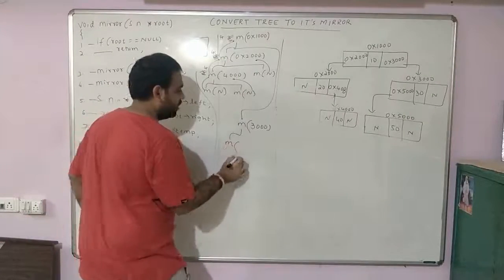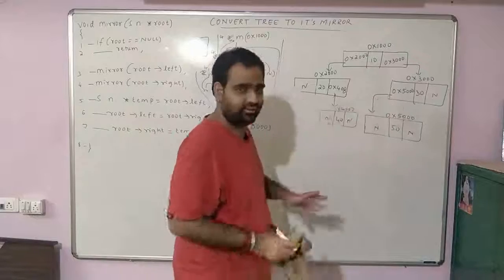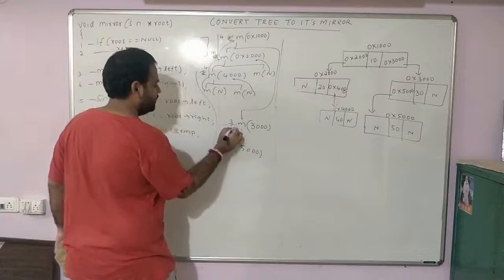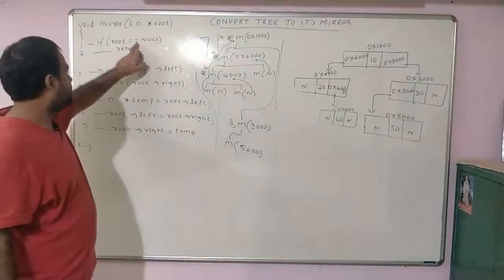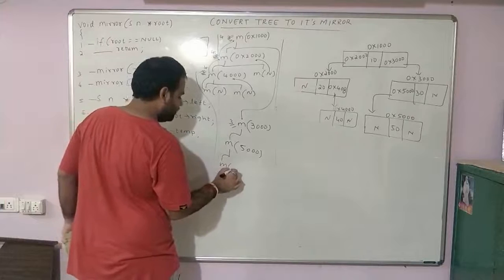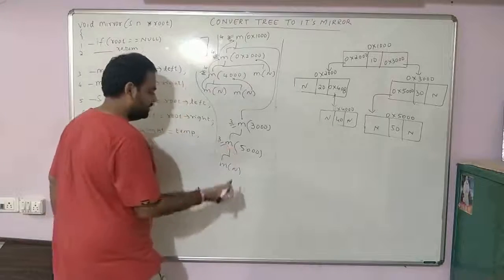Hence we say mirror of. What is 3000 arrow left? It is 5000. We say 5000. And what is the return line number? Return line number is 3. Is 5000 equal null? No. Again you say mirror of 5000 arrow left. What is 5000 arrow left? Null. And the return line number is 3.